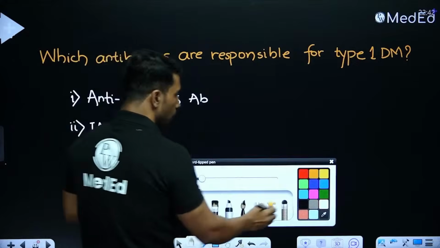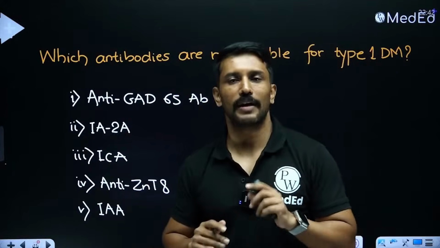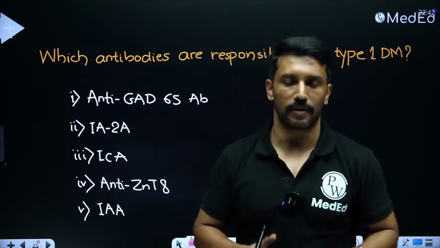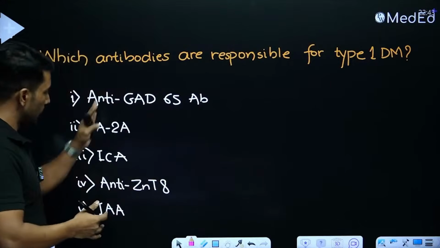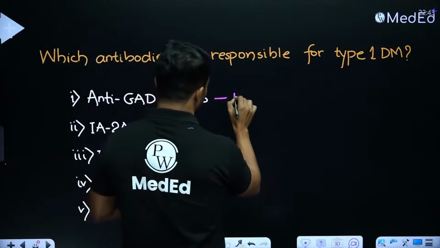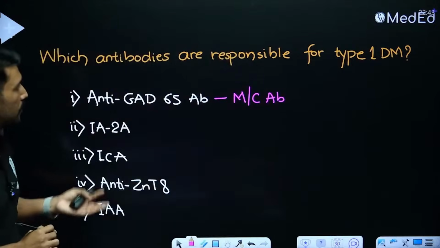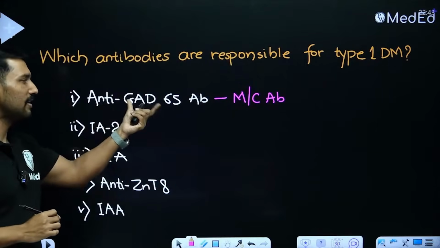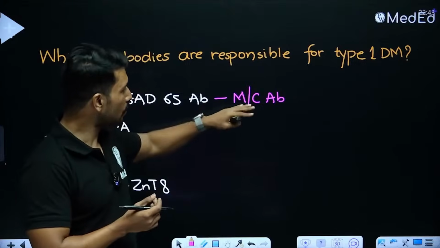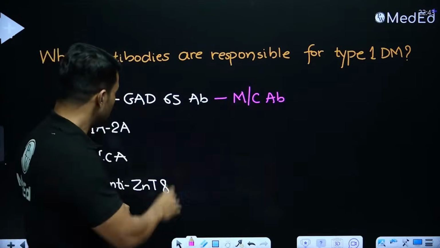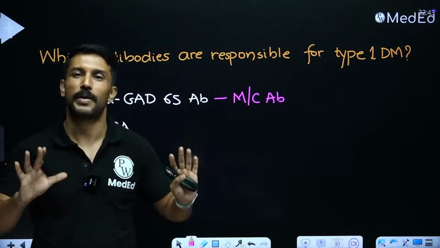Now, which one is the most important antibody among these? To be very frank, I cannot call any one of them the most important. Why? Because the relative prevalence of these antibodies varies. Among them, the most common antibody, seen in more than 70% of patients with type 1 diabetes mellitus, is anti-GAD 65. But it is also seen in other conditions, including a lot of neurological disorders. So it is not the most specific. If someone has anti-GAD 65 antibodies, it doesn't mean that he is a patient of type 1 diabetes mellitus. He may not be.